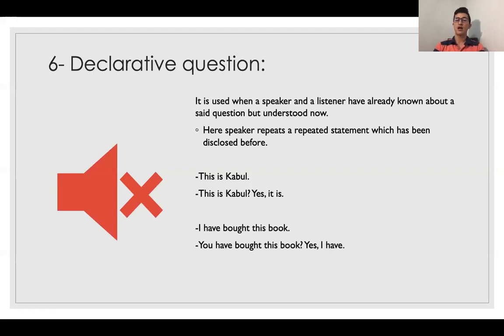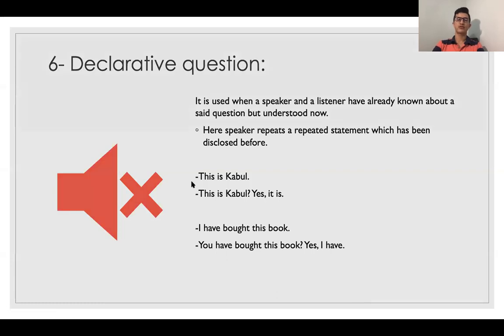Or another example, I have bought this book. You have bought this book? Look at that. It is exactly like positive structure, but at the end you use a question mark. And then the person can say, yes, I have. Okay? So usually in spoken English, sometimes you can use this while you're having a conversation with someone and he says something, you know the answer also, but you ask the question in the same formula the person says, in the declarative type of questions.